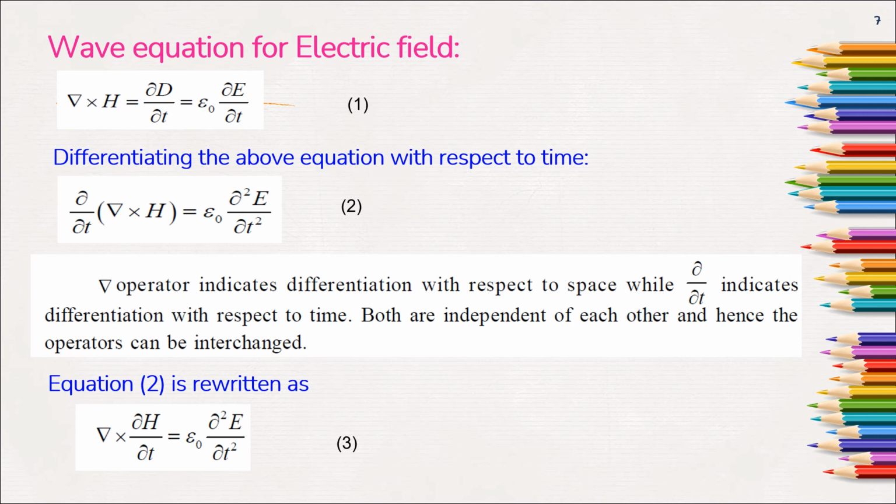Both are independent of each other, so they can be interchanged. So when I interchange it, what will I get? Del cross of dou H by dou t is equal to epsilon naught into dou square E by dou t square. So on the left hand side, I have interchanged the operators dou by dou t and del.